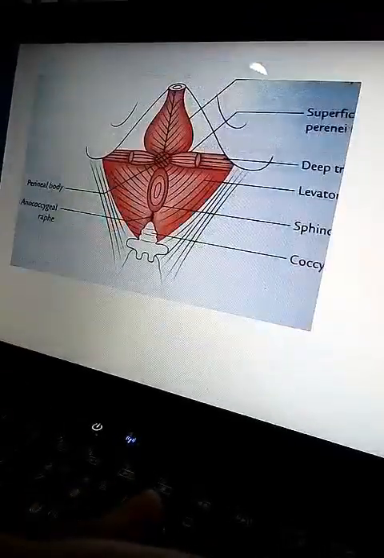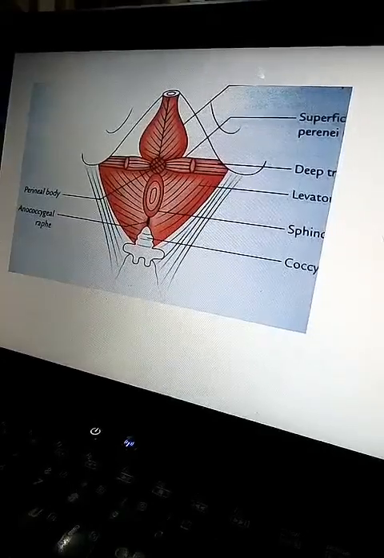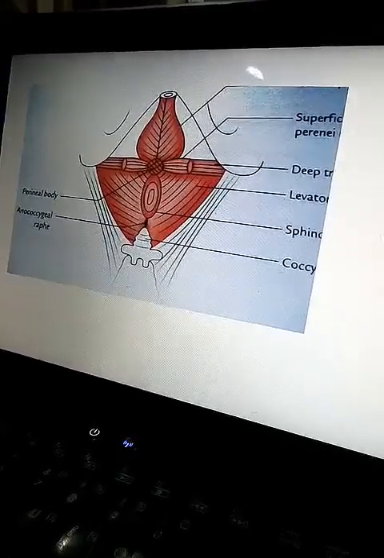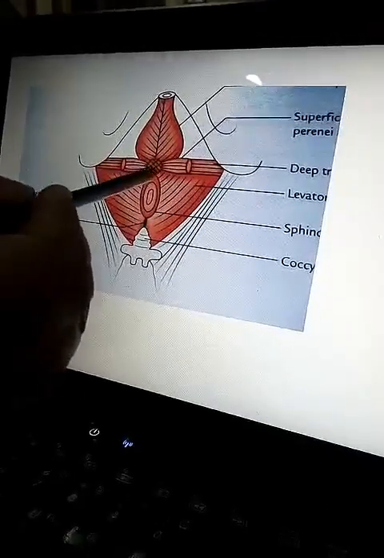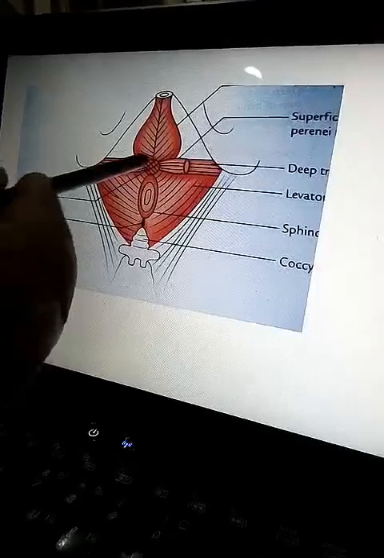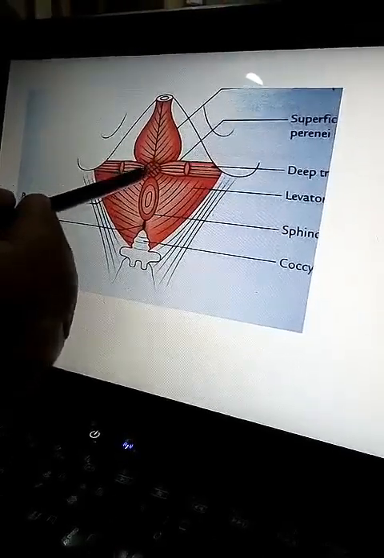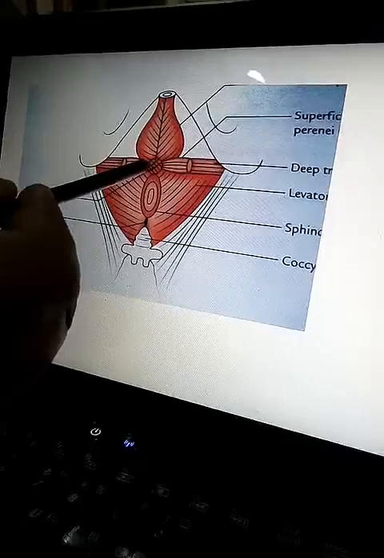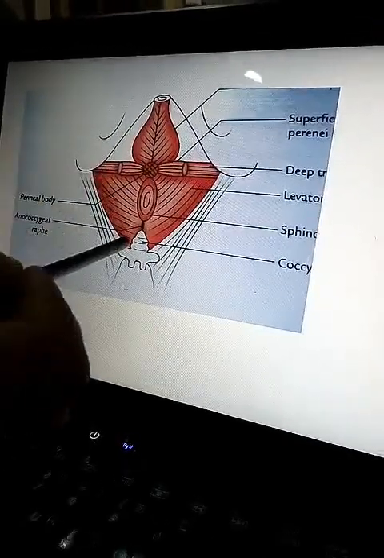Now, perineal body. We were discussing the perineal body. Now, what is this perineal body? This orange colored rounded structure as you see in the diagram is the perineal body. It is a wedge-shaped mass of fibromuscular tissue situated in the midline at the junction of the urogenital triangle and the anal triangle.